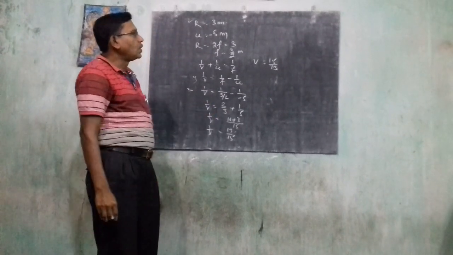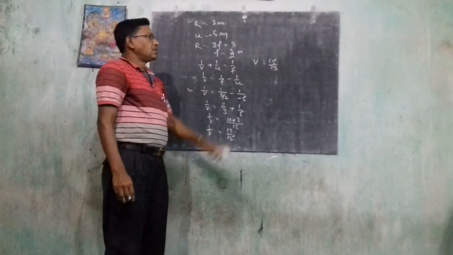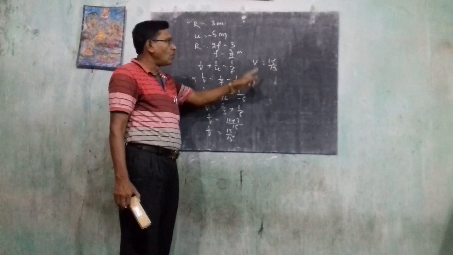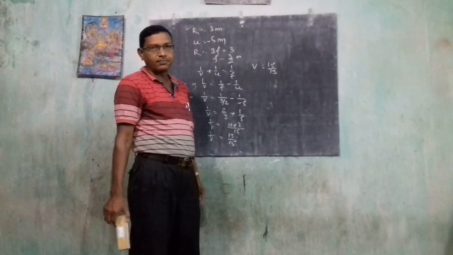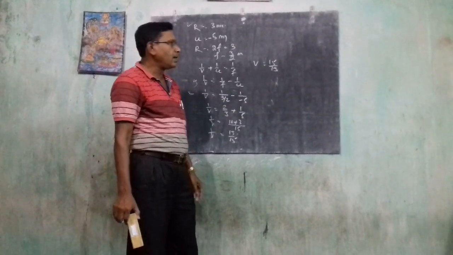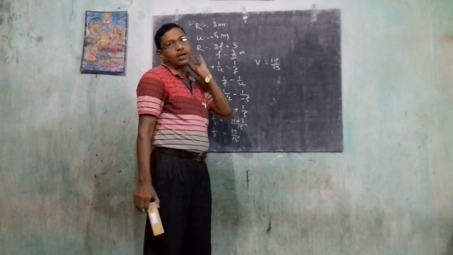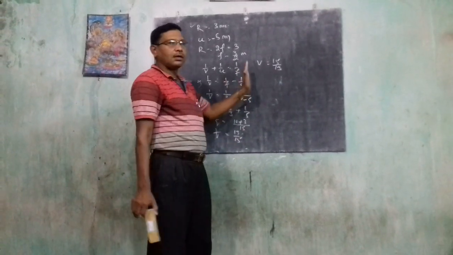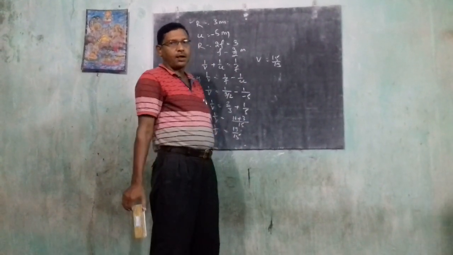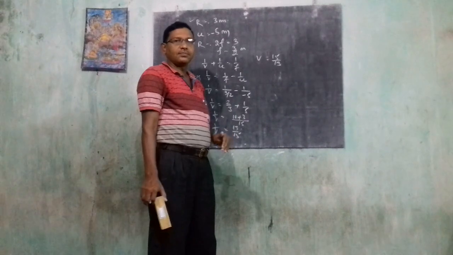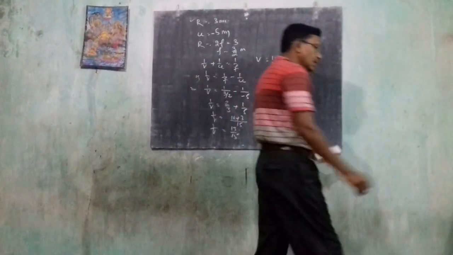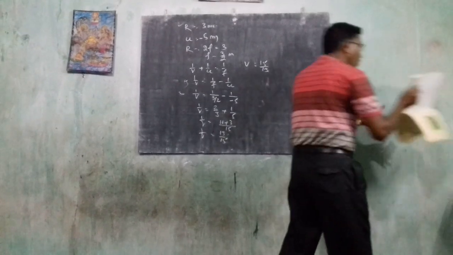So here the image is on the positive side, which means the image is virtual and small in size. Now another example.